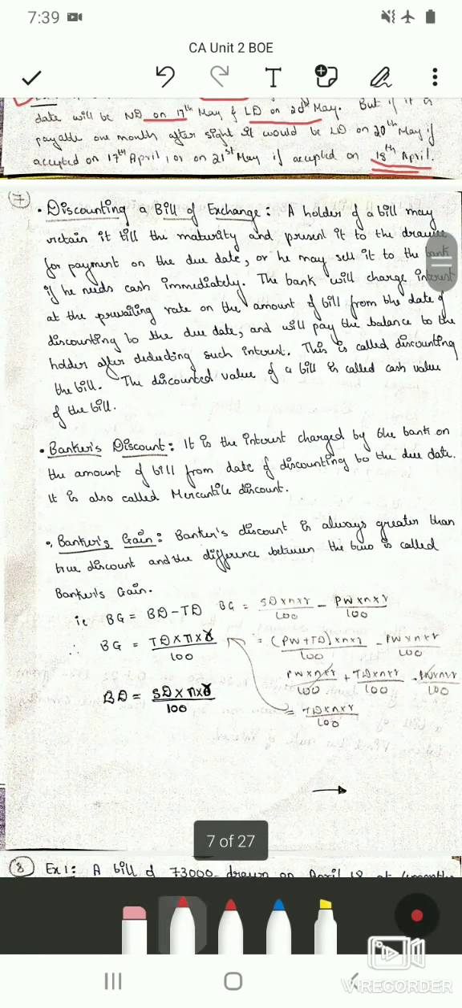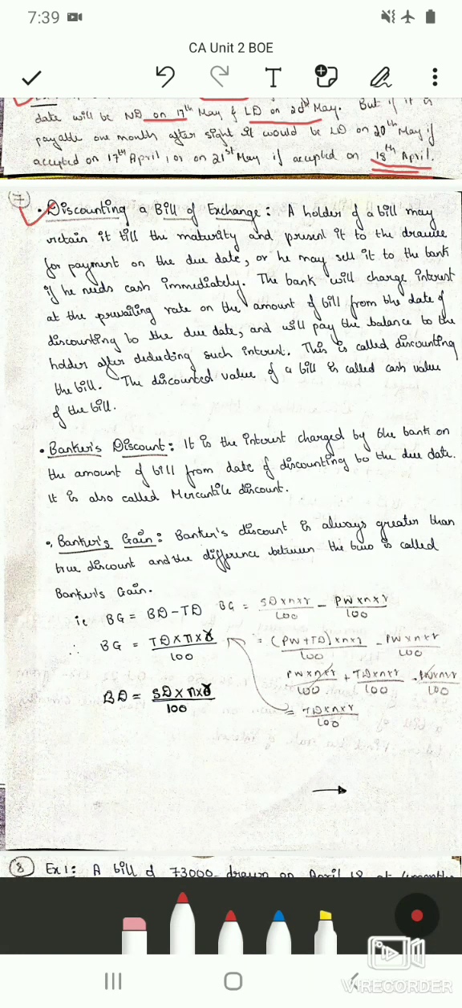So the next important concept is the concept of discounting a bill of exchange. A holder of a bill may retain it till maturity and present it to the drawee for payment on the due date. So the seller might keep the bill for himself till the maturity, or till the legal due date or the nominal due date, and later he can give that bill to the buyer and ask him to pay the amount.